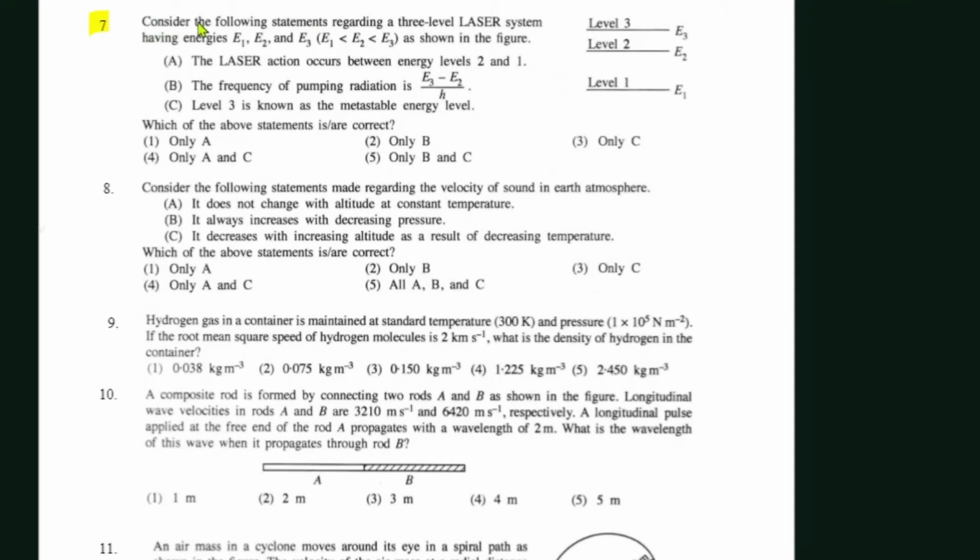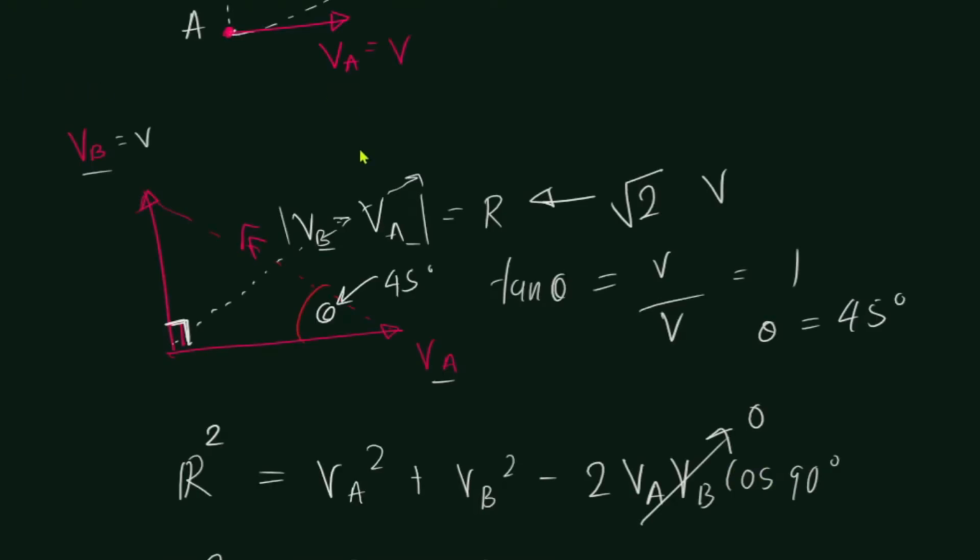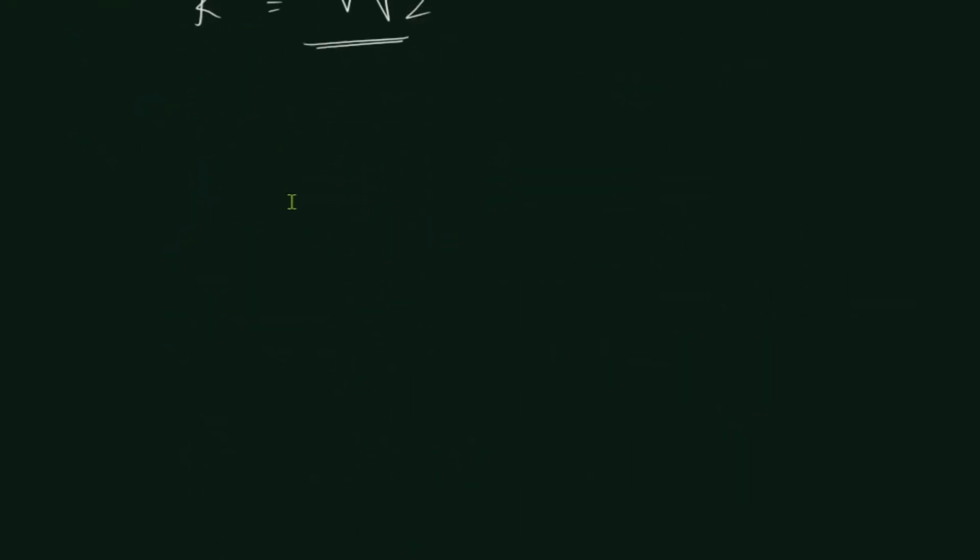What it says is, consider the following statements regarding a 3-level laser. So here there are 3 energy levels. Usually we deal with only 2-level systems, but in this case there are 3 levels for more stability, having energies E1, E2, E3 as shown in the figure below. We need to check whether these statements are correct, but before that I'll give you a small heads up, a summary regarding the laser concept.